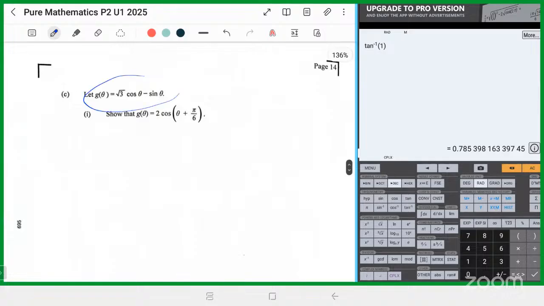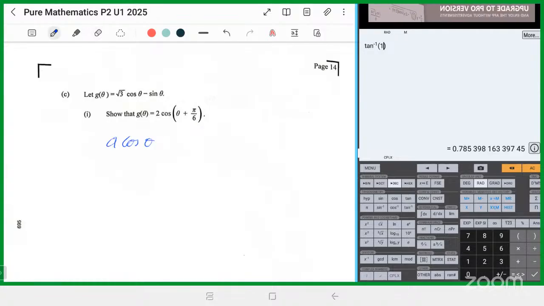Let us show that question on this exam. Show that this thing equals that. So I'm going to show it now. What I want to do is say something like a cos theta minus b sine theta. And just give them the form result.